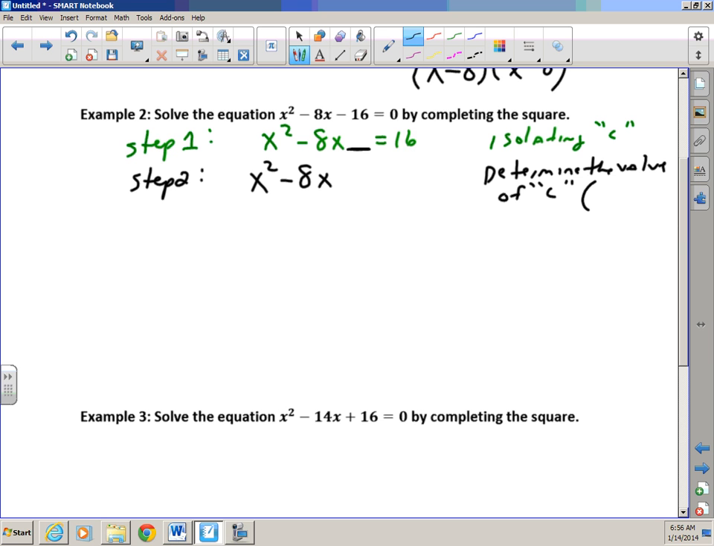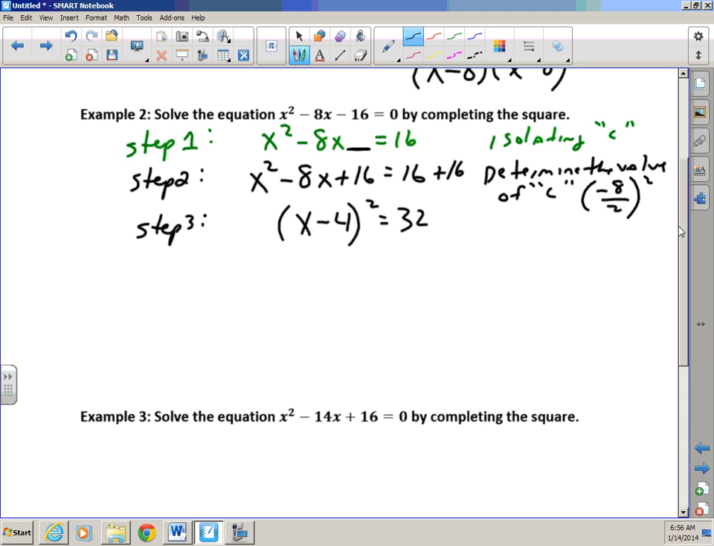So what am I going to do here? I'm going to take negative 8, divide it by 2, and square it. And so what does that give me? 16. Now, the fact that there's a 16 on the right side is merely a coincidence. Okay? Now, if I add 16 to this side, then I have to add 16 to this side. Otherwise, I don't keep my equation balanced. All right? Step 3. We have just created a perfect square trinomial on the left side. So I'm going to factor it. It's x minus 4 squared equals 32. So I factor my trinomial.